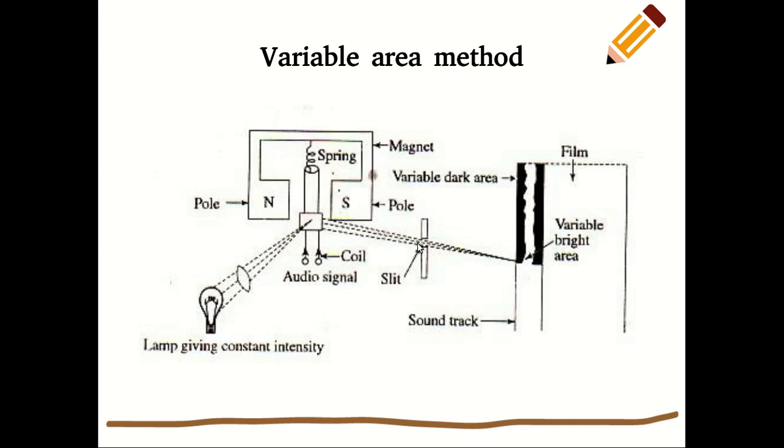So as the strength of the audio signal changes, the illuminated part or slit area exposed to the light changes. This light is allowed to fall on the photographic film, which will produce some variable area, which is proportional to the width of this slit, which is changing according to the strength of the audio signal.